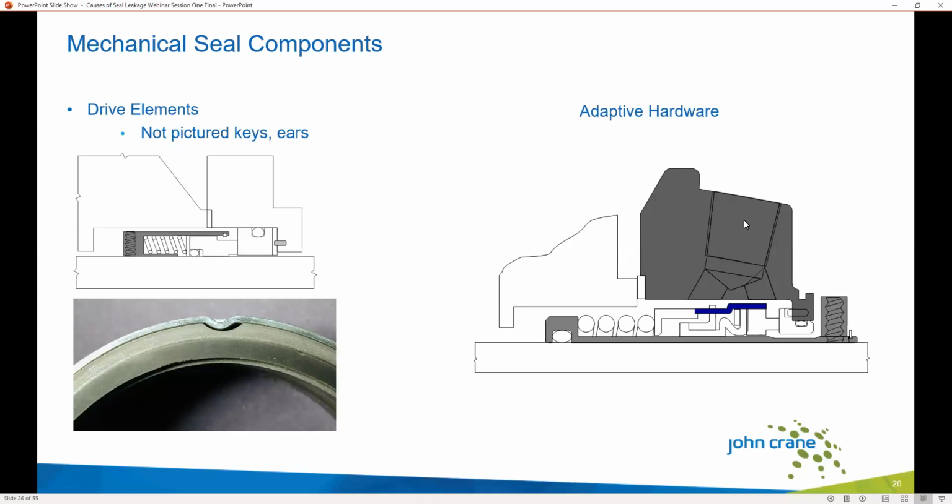And then on the right there, we're showing the adaptive hardware. Typically, it's things like gland plates, and then also often shaft sleeves, so that we can adapt to multiple different shaft sizes with the same internal seal components.